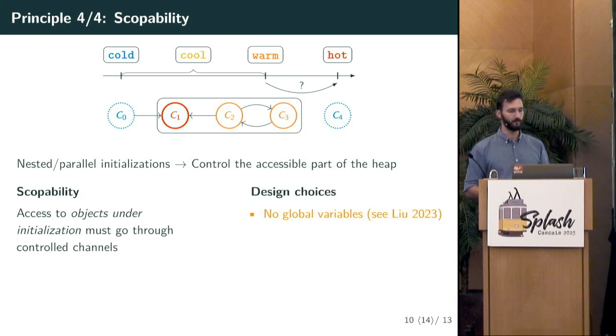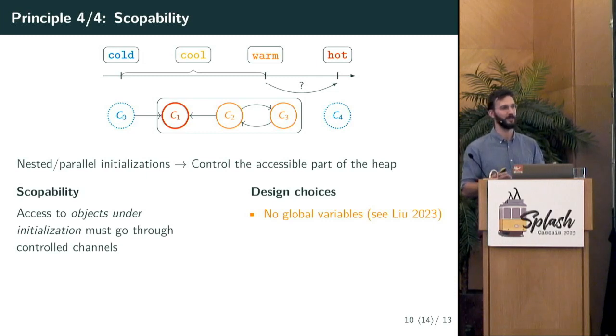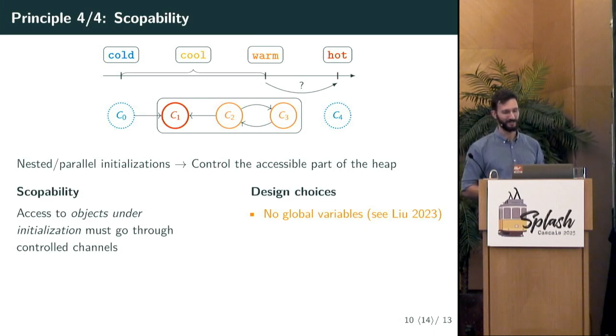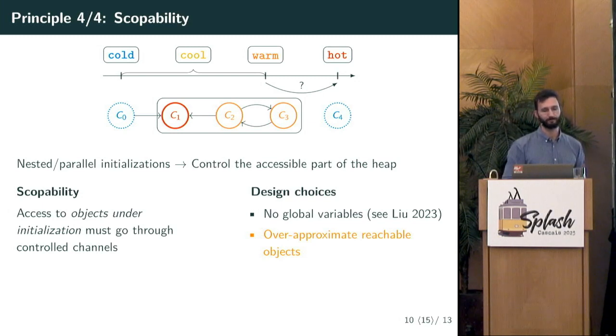In the calculus, we remove global variables because if you have cold objects that are globally available, you never know that the object you're building will ever reach the hot status. But this was covered by my co-author in the paper published at OOPSLA this year and presented this morning. And also in our setting we over-approximate the set of the heap that's accessible basically.